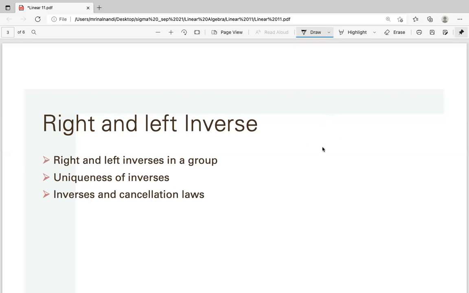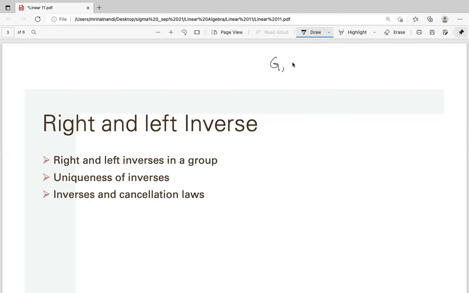So some questions may be easier to solve using the determinant rank. Some may be easier to solve directly with row or column. The idea of row or column is the same. Determinant is slightly different. Now another thing is called right and left inverse. It is actually from group theory.